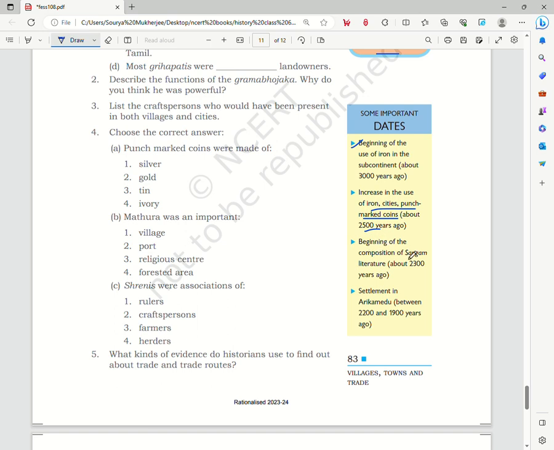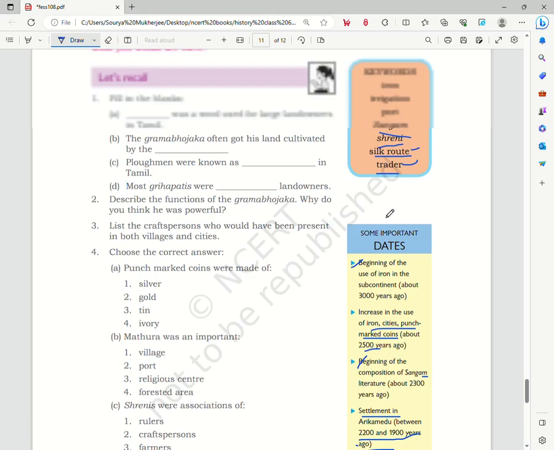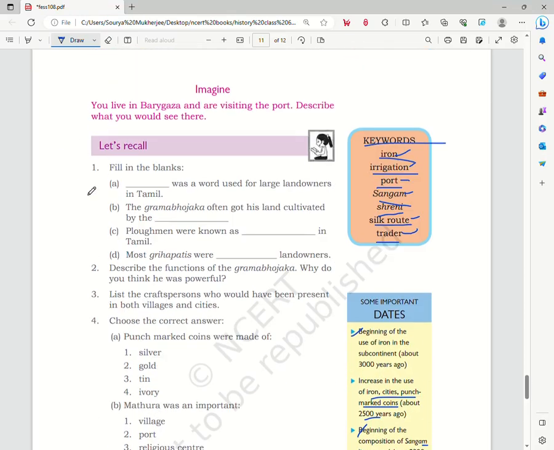Beginning of the composition of the Sangam literature around 2,300 years ago, and the settlement of Arikamedu was between 2,200 years ago and 1,900 years ago. So we come to the end of the chapter. Let us just see the exercise. Fill in the blanks.